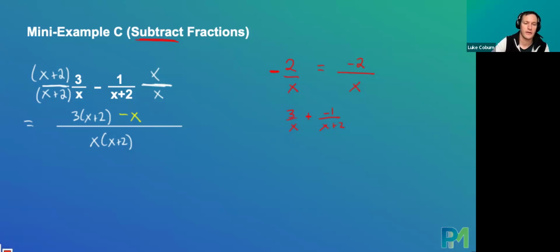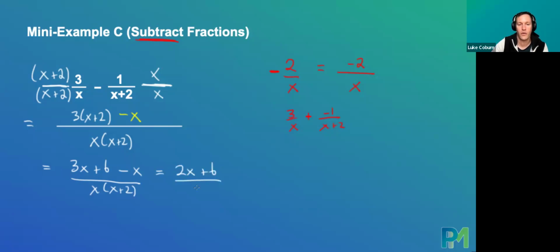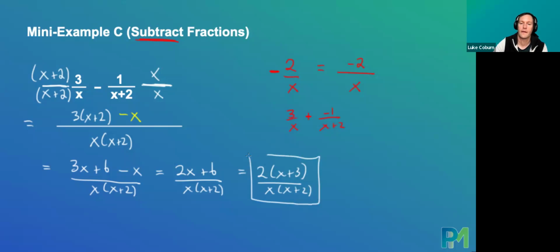Okay, so now I can just continue on. Maybe I gave that more than it deserved in terms of explaining. And then this is x times x plus 2. And this is 2x plus 6, right? All over x times x plus 2. And this is 2 times x plus 3 over x times x plus 2. And now we're done. We can't go any further.